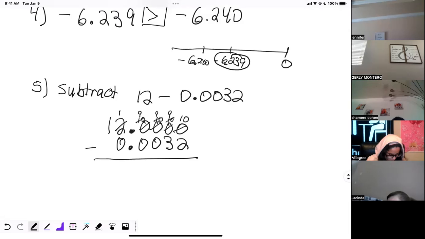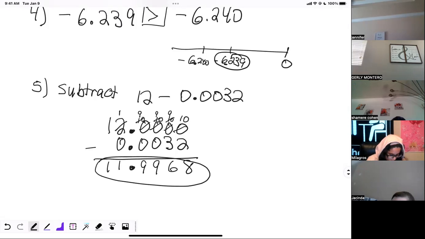And now I can subtract. So 10 minus 2 is 8. 9 minus 3 is 6. 9 minus 0 is 9. 9 minus 0 is 9. Decimal place. 1 minus 0 is 1. And 1, bring it down. And that would be my answer when I finished that mess of a problem.